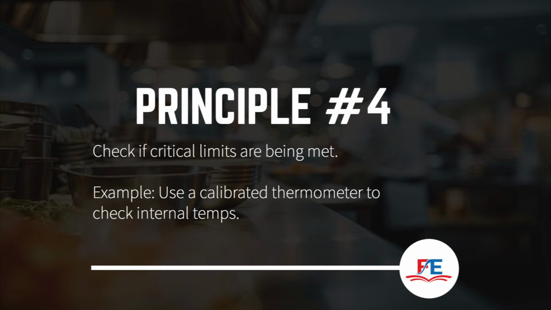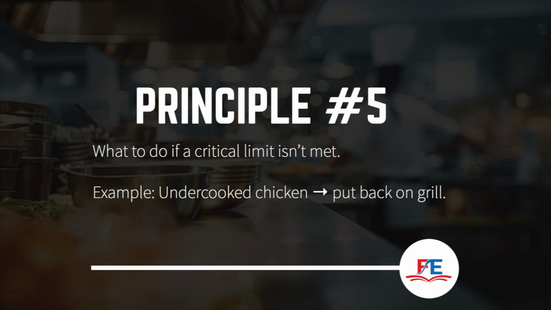Principle 4, we have to monitor procedures. We can't assume limits are being met. We have to step in and check for ourselves. An example here would be to use a calibrated thermometer every time chicken is cooked. Principle number 5, we got to take corrective actions here. What do you do when limits aren't met? If the chicken's undercooked, it goes back on the grill, problem fixed, before we serve it.